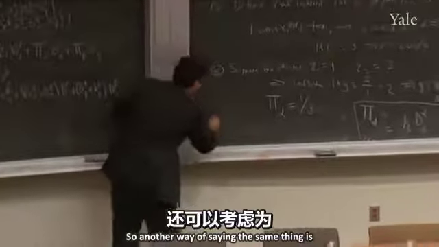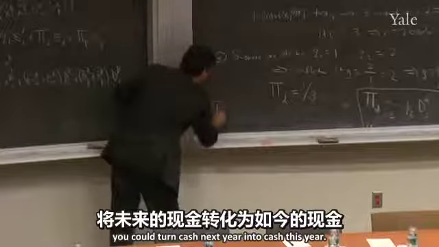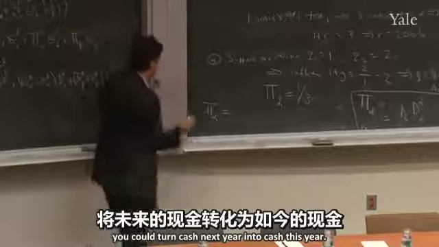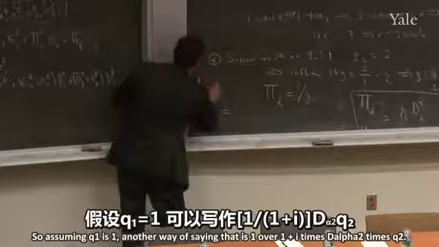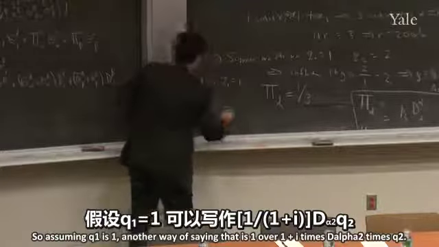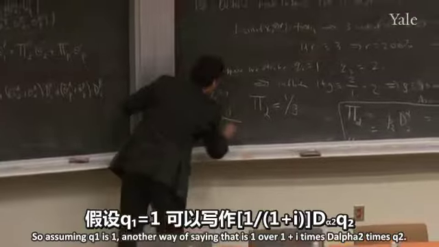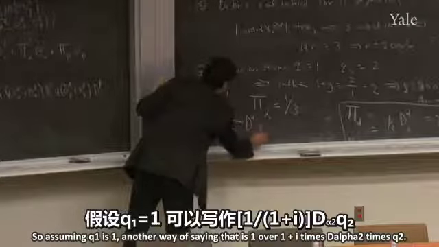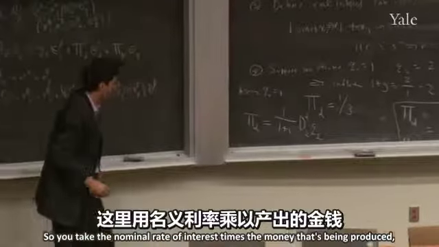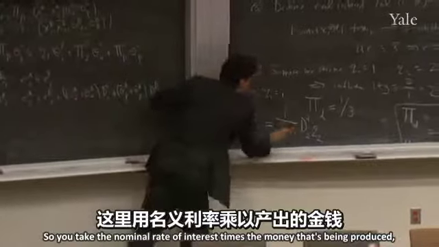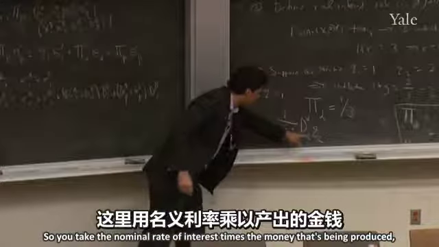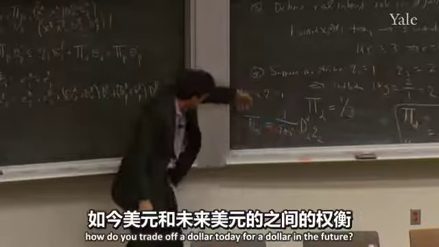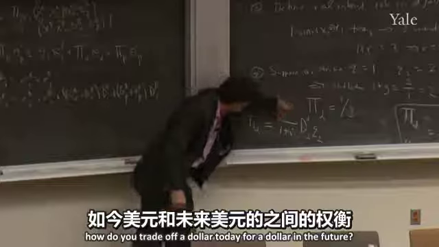Another way of saying the same thing is you could turn cash next year into cash this year. So assuming Q1 is 1, another way of saying that is 1 over 1 plus i times d alpha 2 times Q2. So you take the nominal rate of interest times the money that's being produced, because the nominal rate of interest says how you trade off $1 today for $1 in the future.